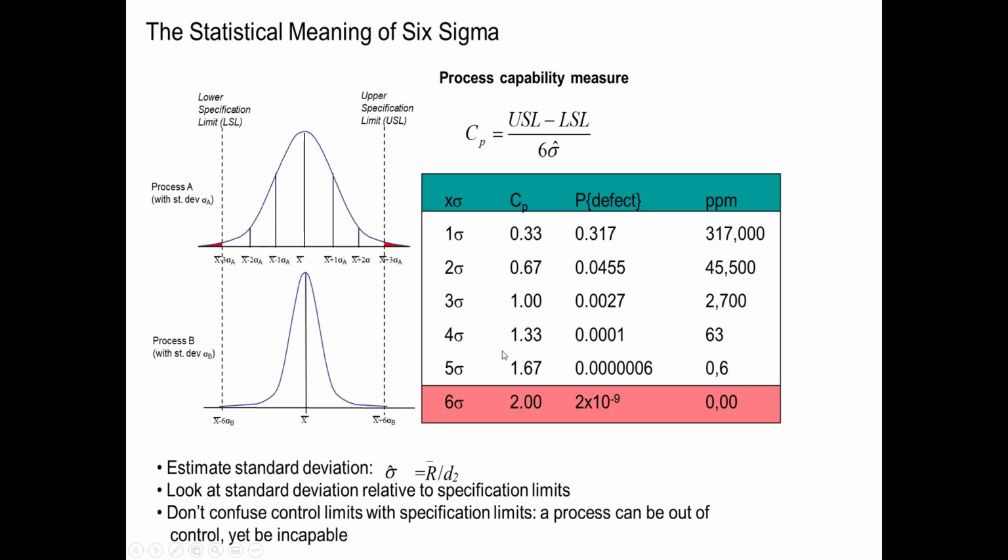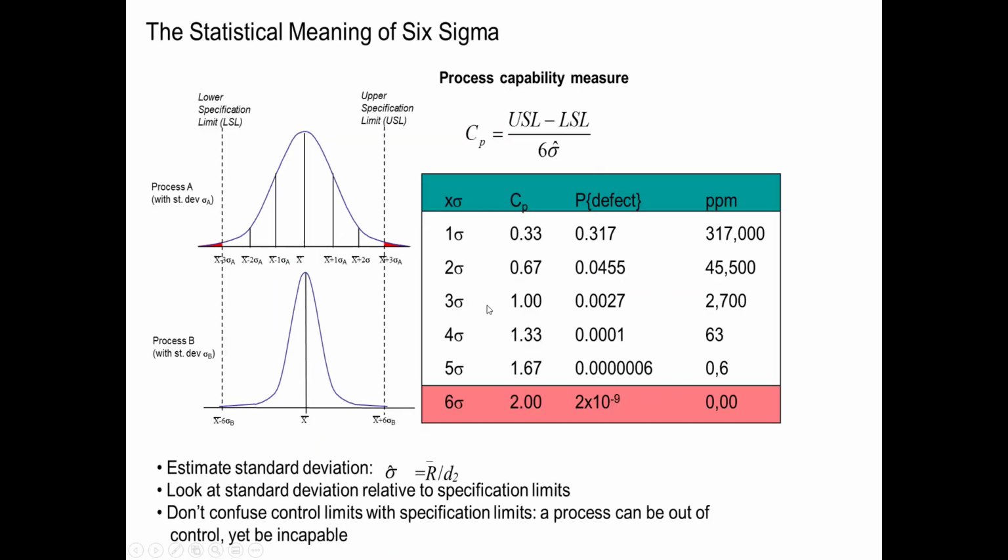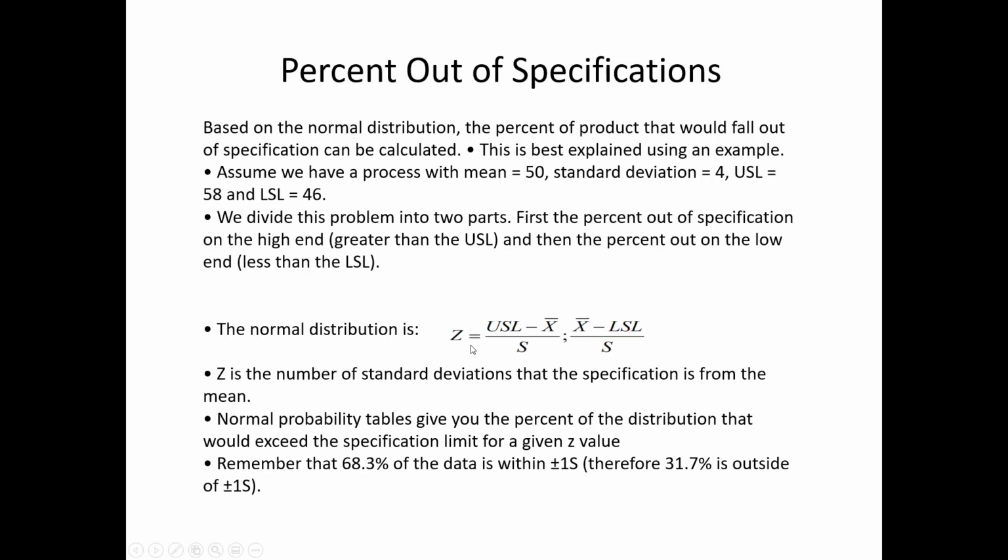For 4 sigma, this value will be going up. For 5 sigma, and for 6 sigma, it will be 2. So that is why in the previous example, when we calculated CP, our value was 2.2, which means the process is capable for 6 sigma. Okay, so in this way you will calculate the specific process capabilities.